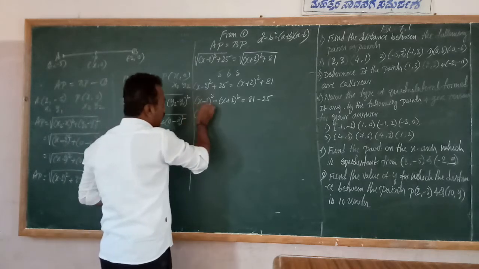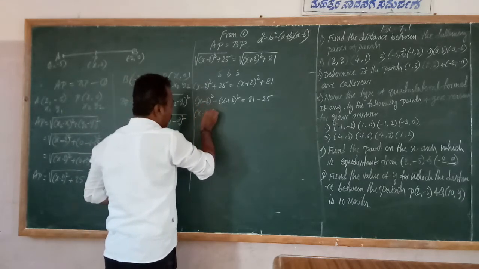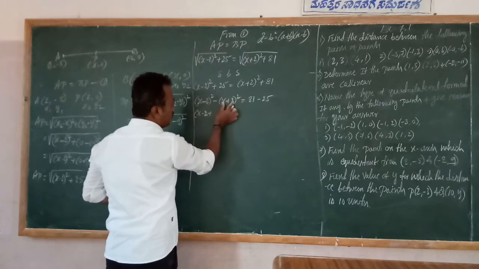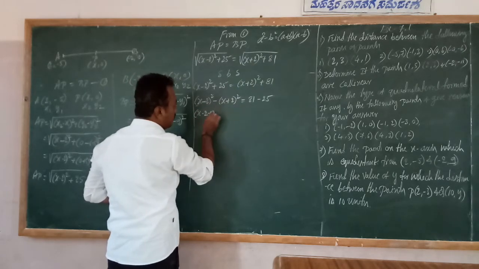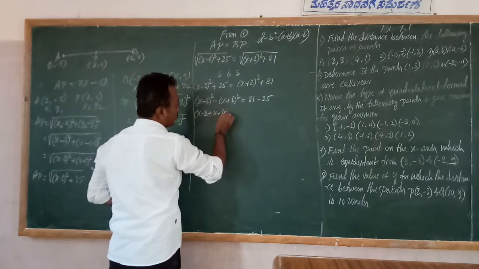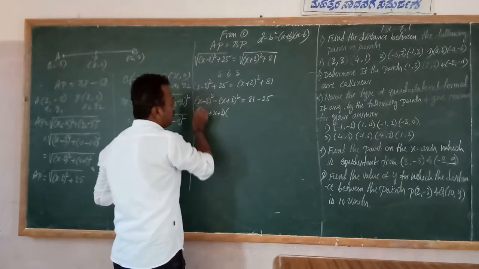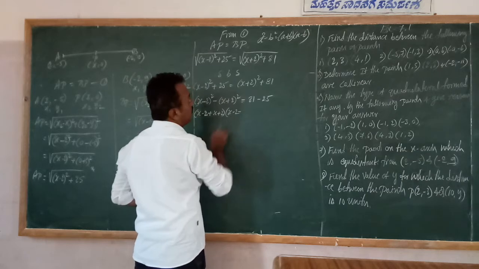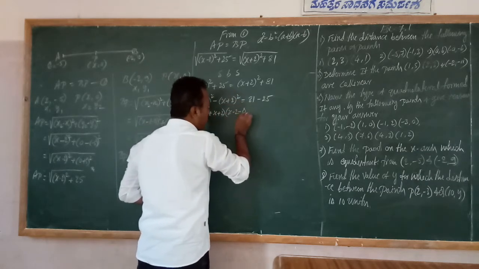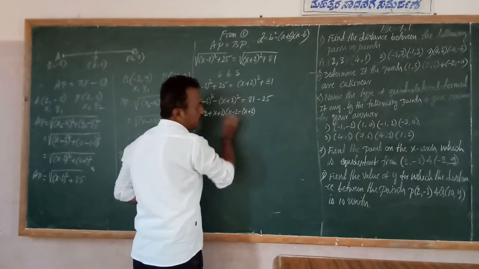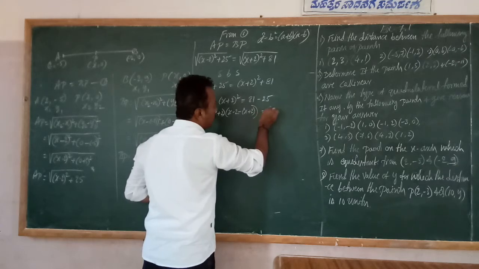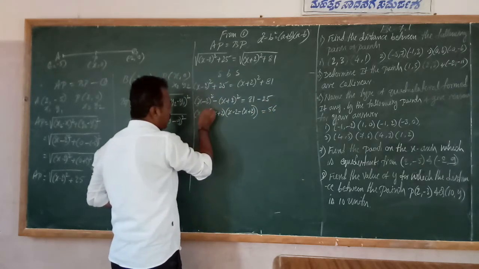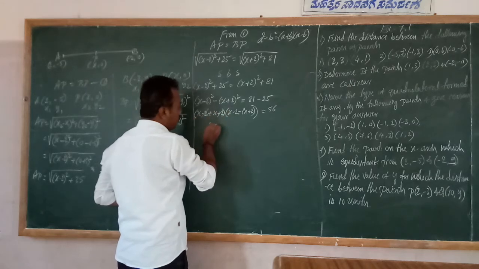What is a? a means x minus 2, and b means x plus 2. This is a and this is b. This is a plus b, so (x minus 2) plus (x plus 2), into a minus b, which is (x minus 2) minus of (x plus 2). We have to put brackets because there is a negative sign outside. This is equal to 81 minus 25, which becomes 56. After that, minus 2 plus 2 get cancelled, remaining x plus x, 2x.